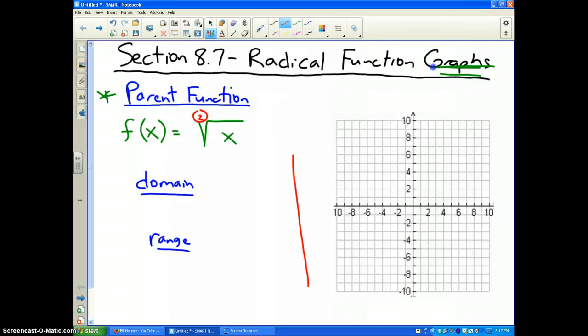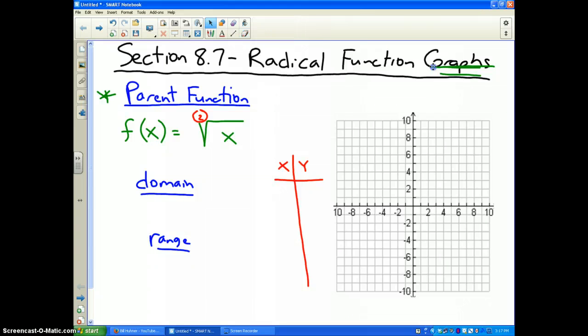Okay, now, since we're dealing with square roots, let's say I was going to graph this and I was going to make a t-table. My first question to you is, can I pick negative numbers to go in there for x? Well, I really hope at this stage that you all realize that you cannot take the square root of a negative number. It is impossible. Therefore, what will my domain be?